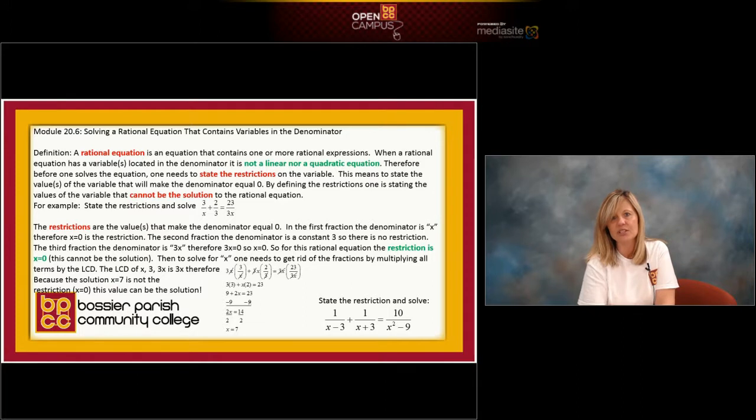Is that number 7 the restriction? No, the restriction was x was 0. So that means that 7 is the solution. All right, we're going to practice more of this up on the whiteboard.